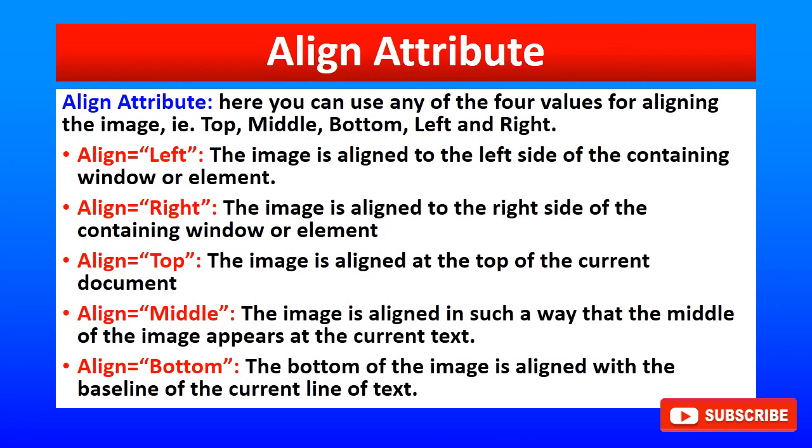Next attribute is the align attribute. The align attribute could have any of the values which are given here. It could be left, right, top, middle, or bottom. Okay, so first if we type align is equal to left, then the image is aligned to the left side of the containing window or element. That is, suppose we have typed text or something, then the image will be aligned to the left side of that text, or if 2 images are lying, then also it will be aligned to the left hand side. Then align is equal to right, the opposite will happen. The image will get aligned toward the right hand side.